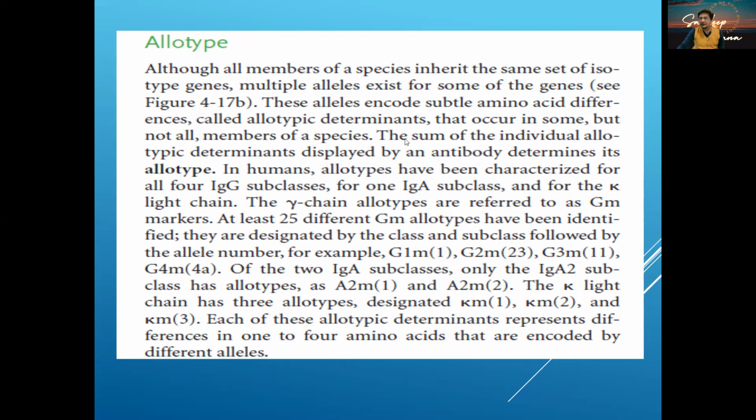So what exactly is the allotype? It is the sum of the individual allotypic determinants displayed by an antibody. In human beings there are many. For example, the gamma chain allotypes are G1M, G2M, G3M. There are so many that they represent the allotype.